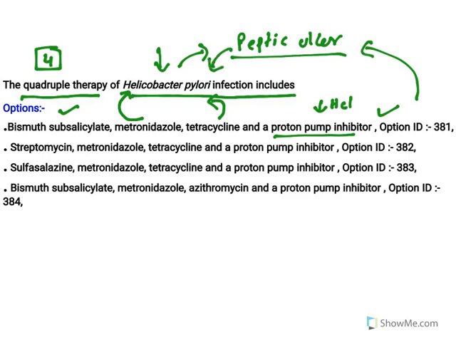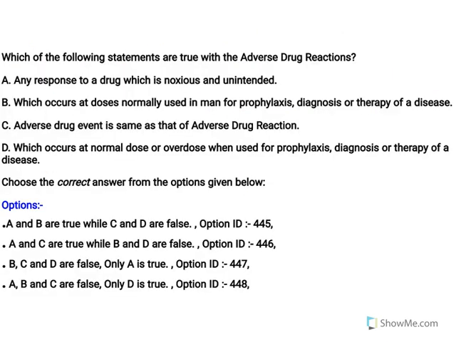Let us understand the other options. See, streptomycin, no, it is only used to treat tuberculosis because of its severe adverse effects. So this is ruled out. Sulfasalazine, again, sulfasalazine is a specific drug which is used to treat ulcerative colitis. It is not used to treat peptic ulcer. Now the other one, bismuth subsalicylate, metronidazole, again azithromycin is used to treat upper respiratory tract infections but not to treat peptic ulcer. So out of all of them, only the first choice is the best choice.